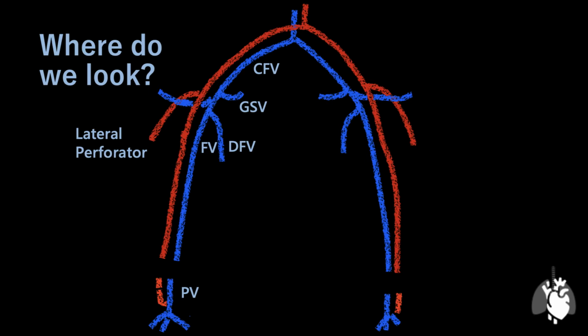The femoral vein is sometimes referred to as the superficial femoral vein, as it joins the deep to become the common. However, this can be misleading because the superficial femoral vein is part of the deep system. Therefore, the term femoral vein is favored. In quick succession, the lateral perforator vein and the greater saphenous vein join the common femoral vein before it crosses the inguinal ligament and gets renamed as the iliac vein.